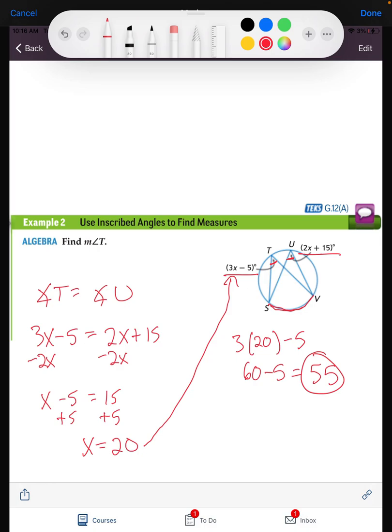And we could just double check. We should get the same thing if we plugged in 20 right here. And let's just double check. 2 times 20 plus 15, which is 40 plus 15 equals 55 also. So that checks out. Those two are equal to each other.